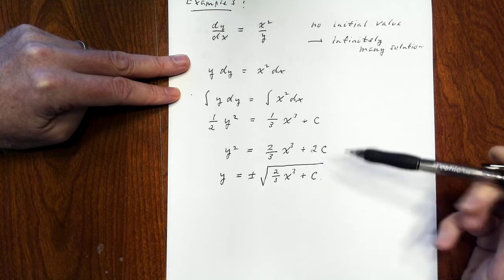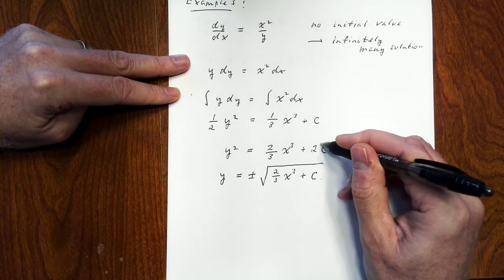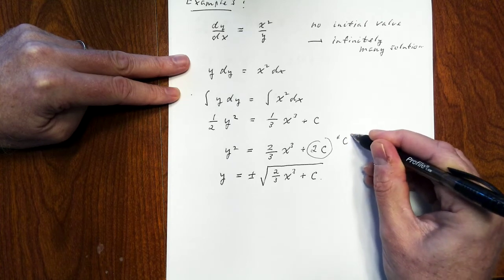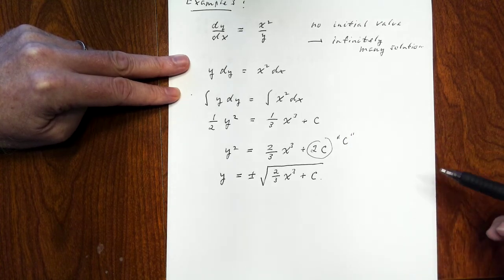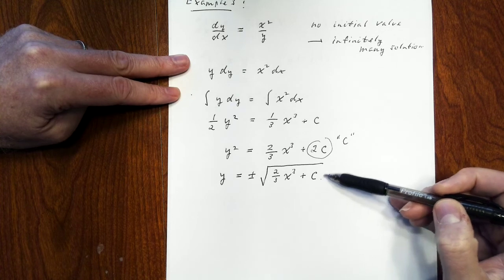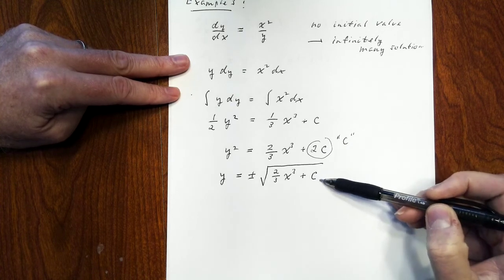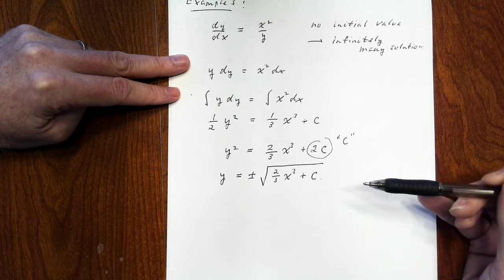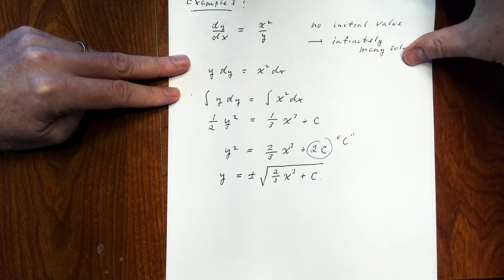plus c. Now what I did was I took this 2c and I basically just renamed it as c, because twice an arbitrary constant is again an arbitrary constant. So that's why this 2c became c here. If you leave it as a 2c, well, that's okay. It's just neater this way.